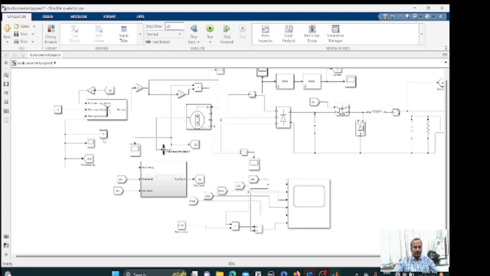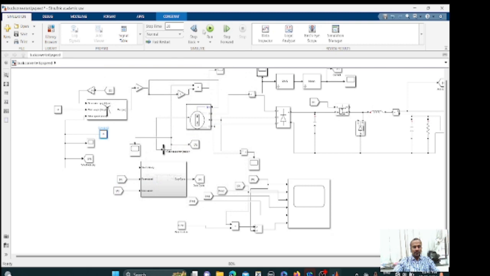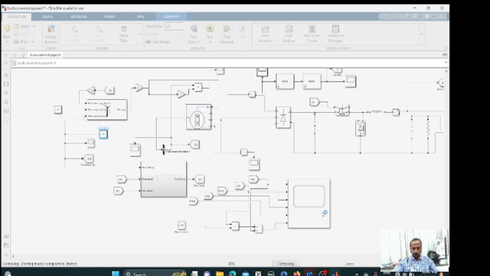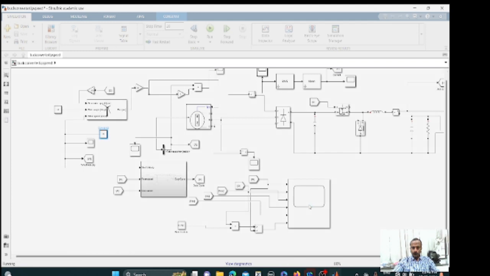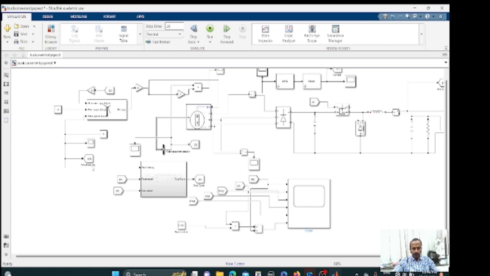Now I am running the simulation. Initially I am making the wind velocity 6. Let it run the simulation. Let me wait some time, the system is a little slow. There was an error, so just wait some time.